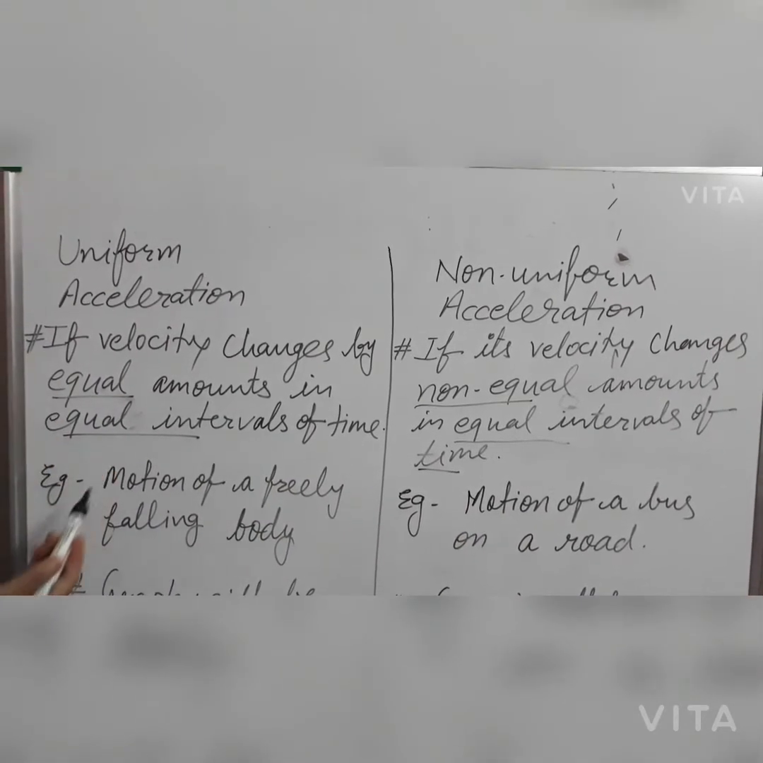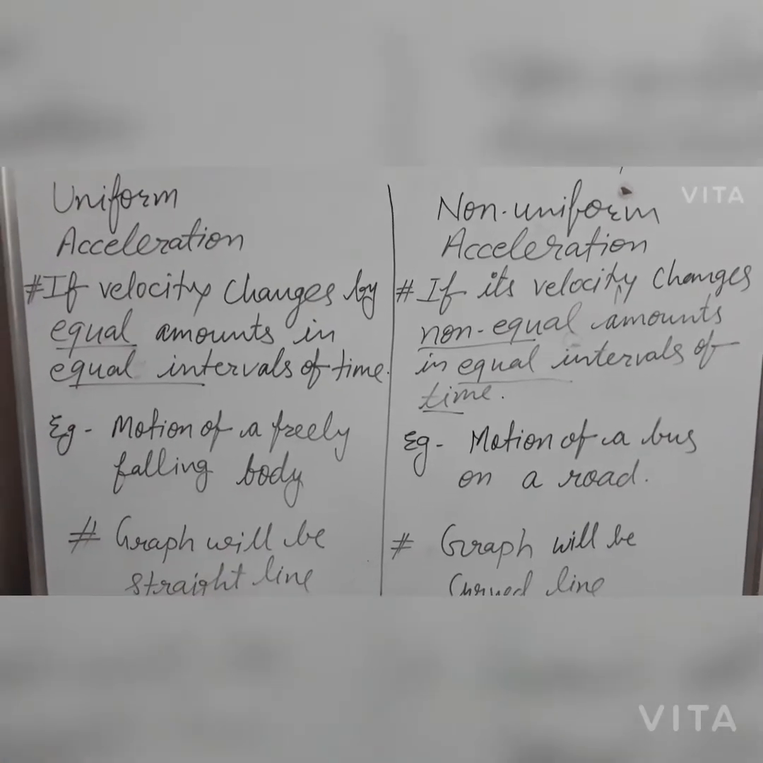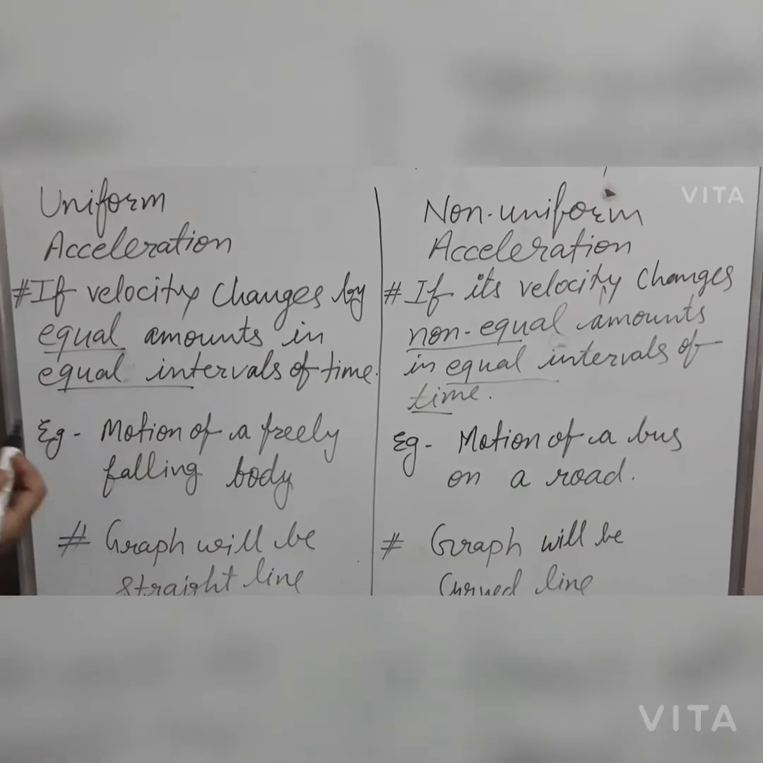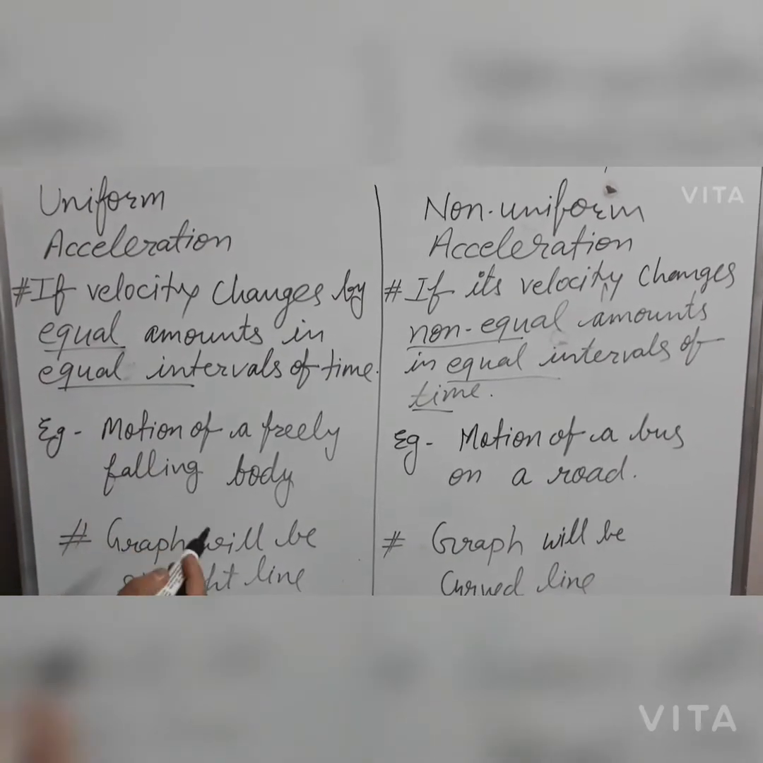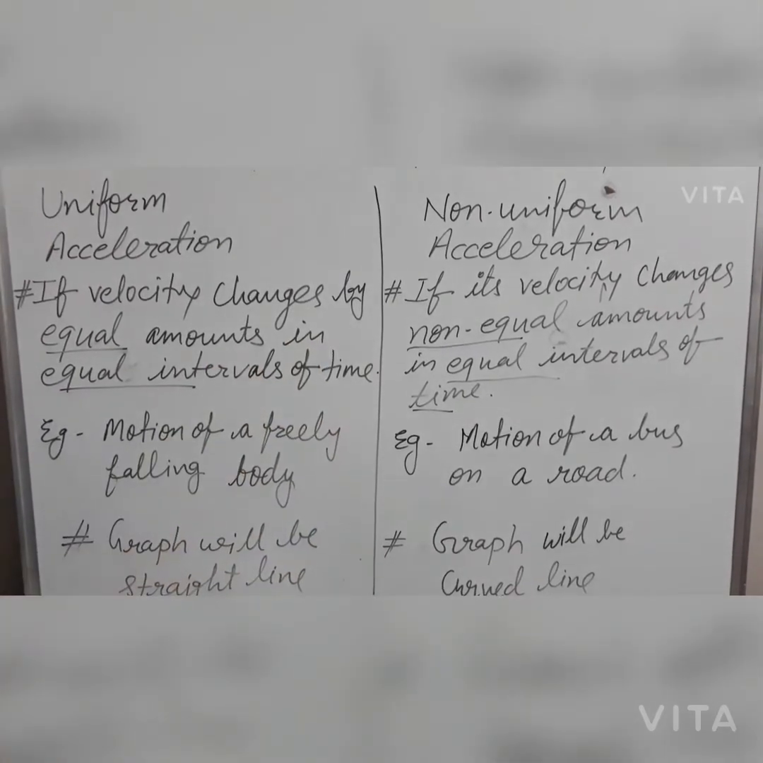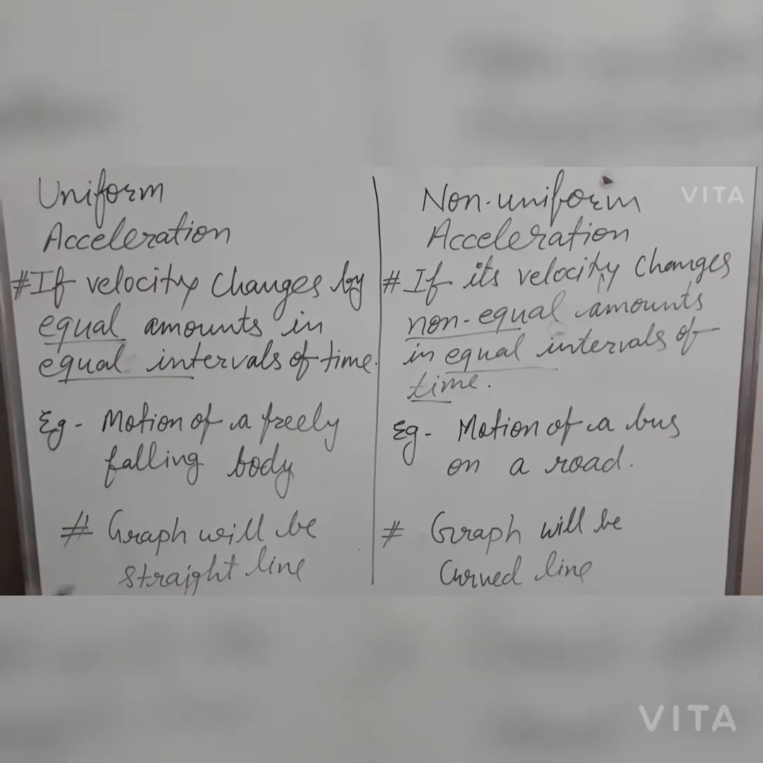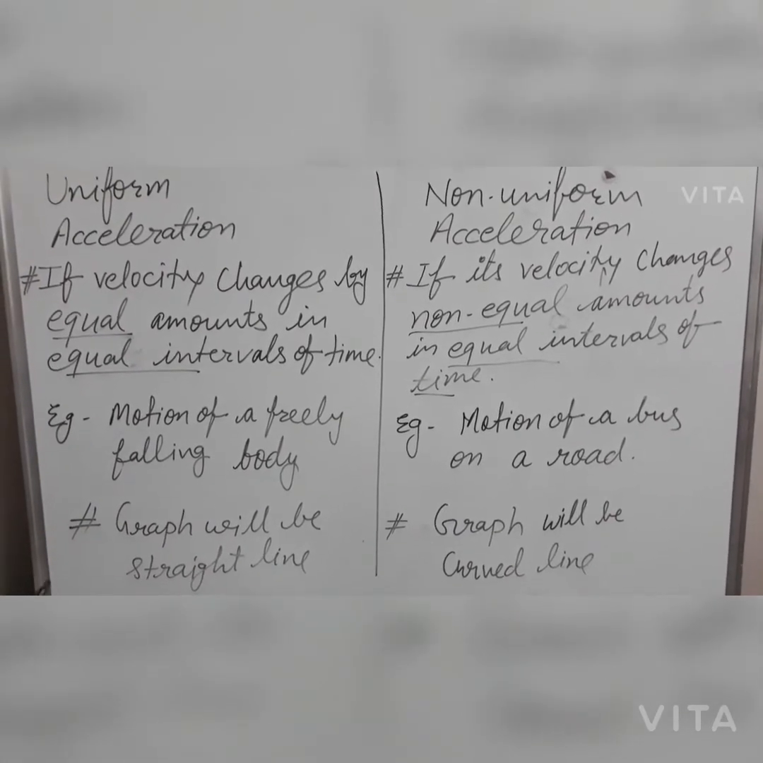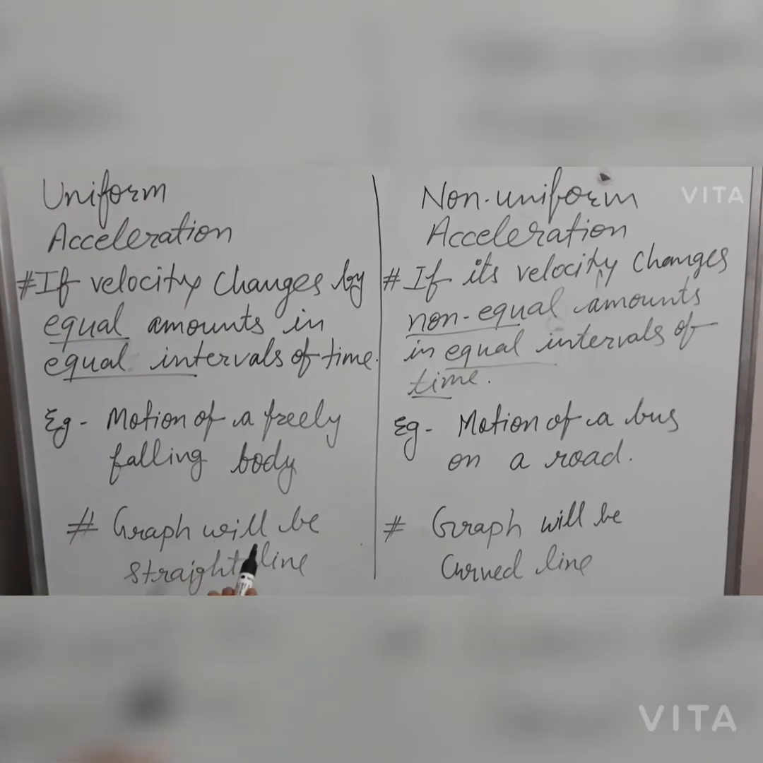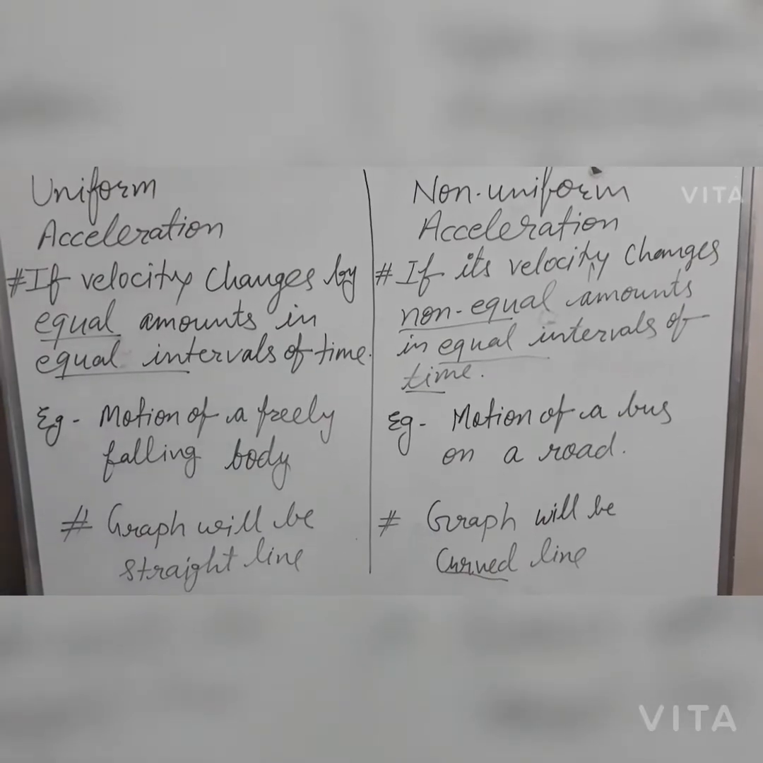An example of uniform acceleration is the motion of a freely falling body. When a body is freely falling towards the earth, the acceleration will be uniform. But suppose a bus is moving on a road, then the acceleration will be non-uniform. In a graph between velocity and time, the graph of uniform acceleration will be a straight line, and the graph of non-uniform acceleration will be a curved line.